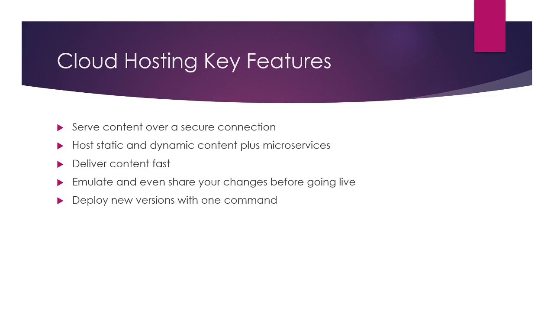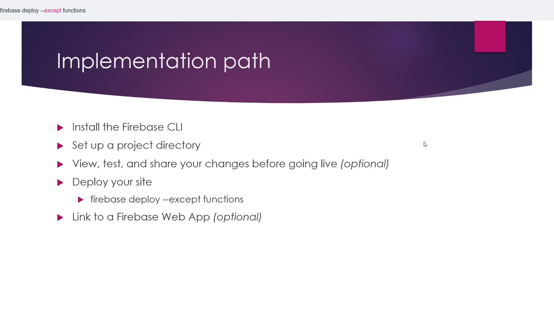So the implementation path for hosting is: first you need to install the CLI and then set up your project directory, write your code, test, and share your changes before going live, and then you can deploy with just one command, firebase deploy except functions, because we usually deploy the functions separately. We deploy functions using firebase deploy --only functions, and here we deploy anything else other than functions. And then you can link to a Firebase web app, but this is optional.